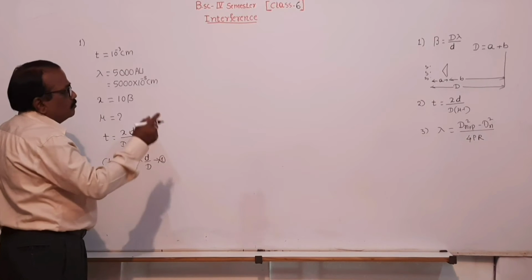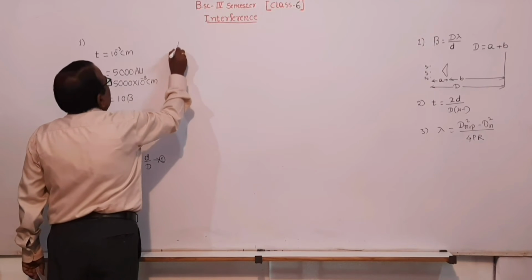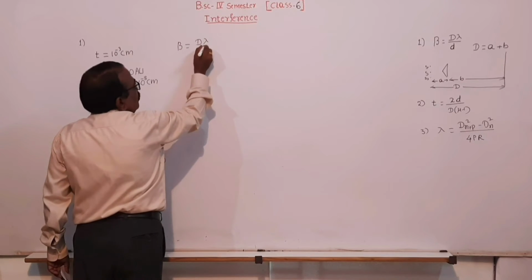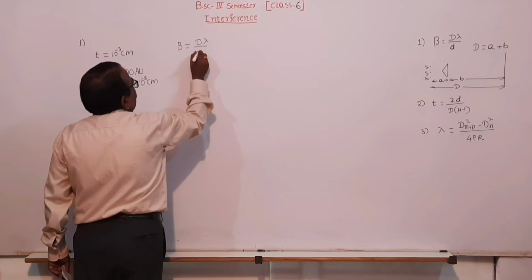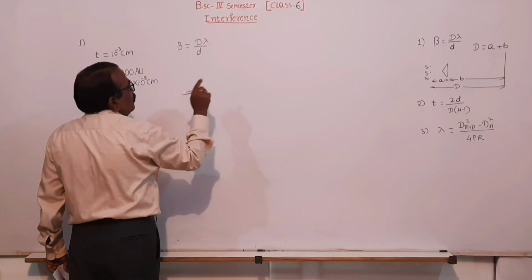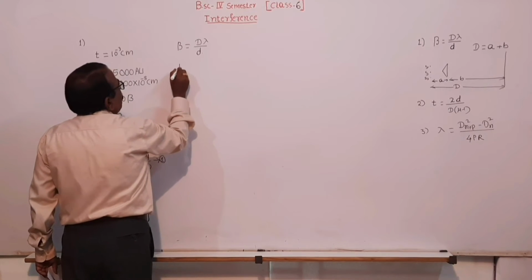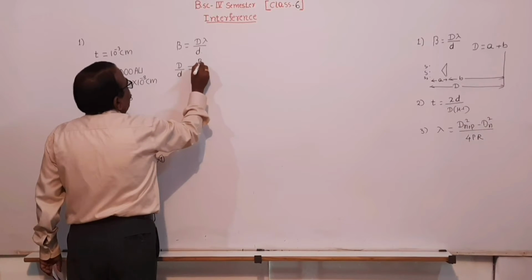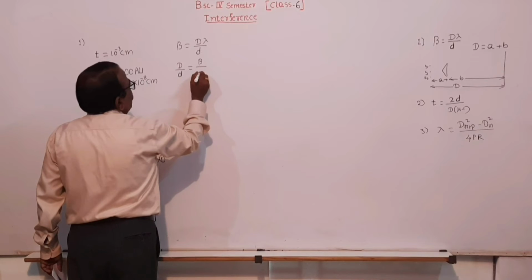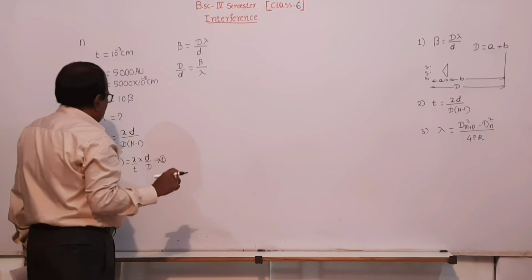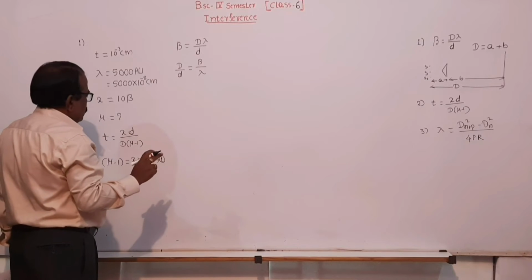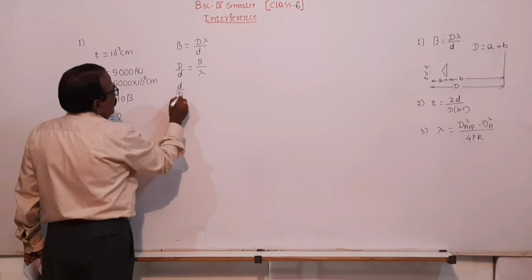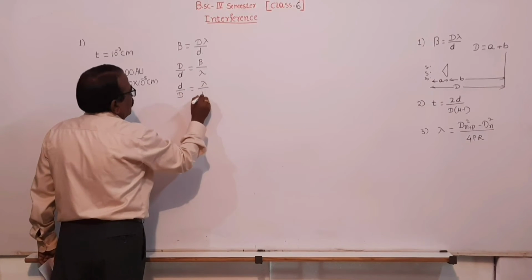You also know that the first formula is beta is equal to D lambda upon d. Then d upon D is equal to beta upon lambda. Then D upon d is equal to lambda divided by beta.